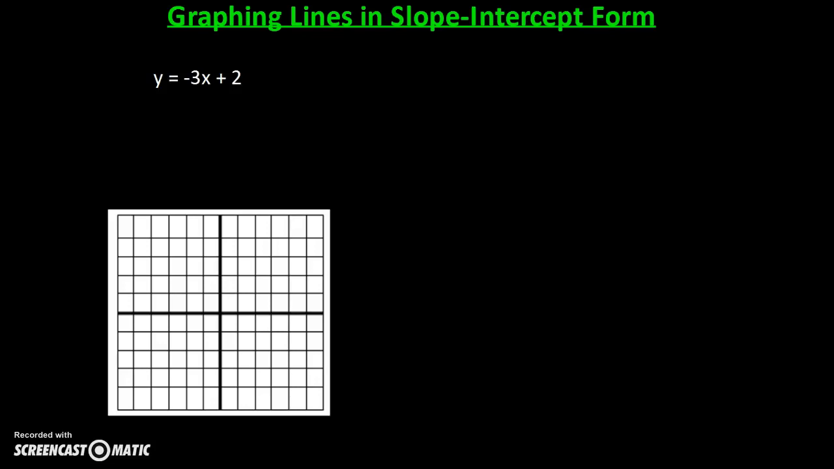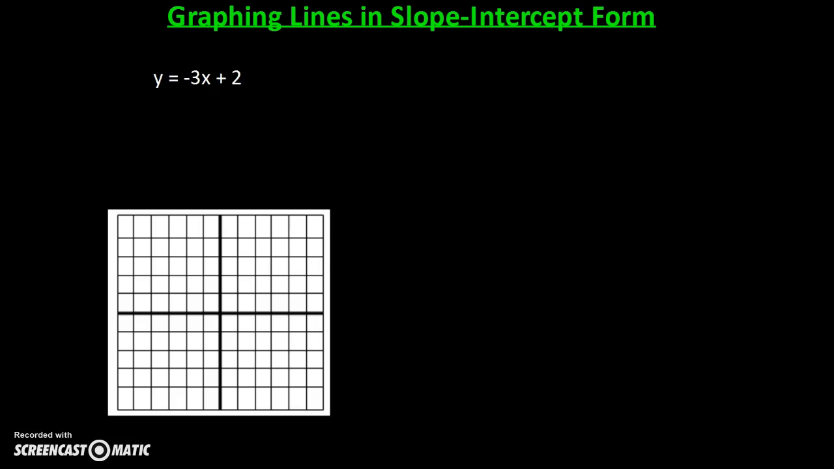Hi again, class. Now what we're going to look at is graphing lines in slope-intercept form. We should have already figured out how to identify the slope and the y-intercept in a line that's already in slope-intercept form, and now we're actually going to use it to graph these equations.